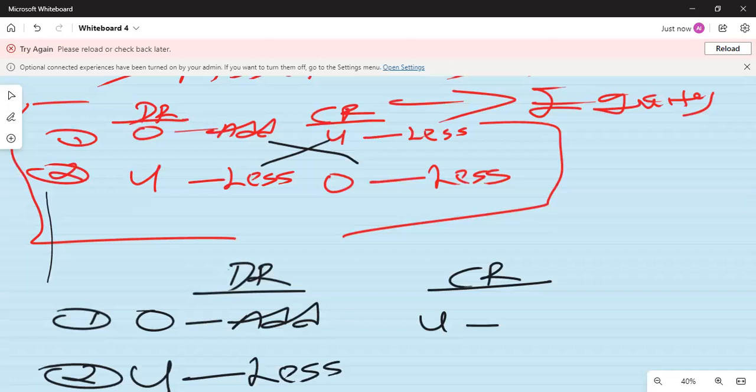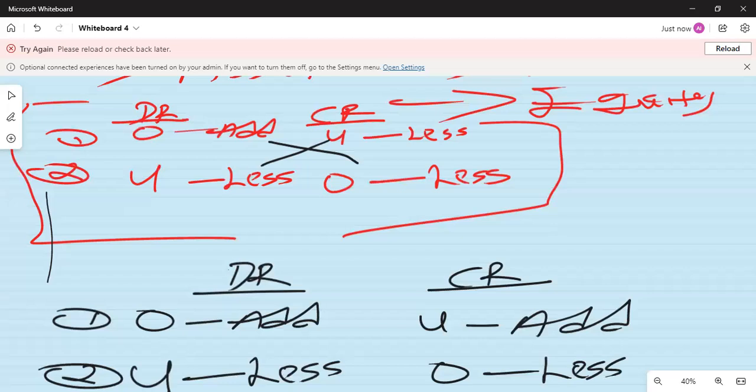Then if it is now on the credit side, the item is going to be on the credit side, and it is undercast, you should add. Then over, you should less. Like income, let's say income is overcast. If income is overcast now, you less. Let's say income is understated. How about everybody, do you get this now?